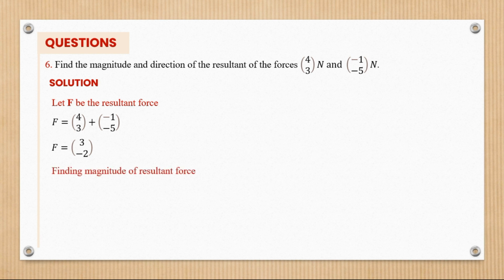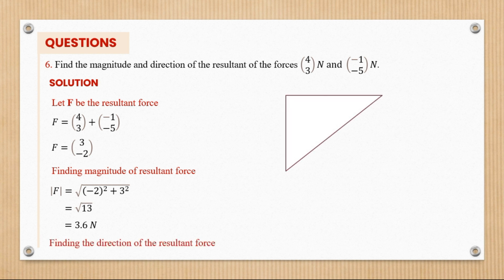Now to find the magnitude of the resultant force, I'll have the root of 3 squared plus -2 squared. So I have root 13, which is 3.6 newtons. Now to find the direction of the resultant force, I'm also going to represent it on the vector triangle. But now there's going to be a little bit of a difference. I have a +3 on the x-axis, so that's why it's pointing towards the right. Then I have a -2 on the y-axis, so that's why it's pointing downwards, as you can see right here.